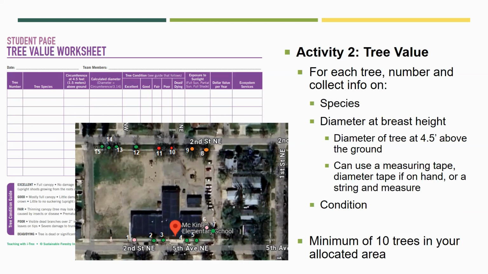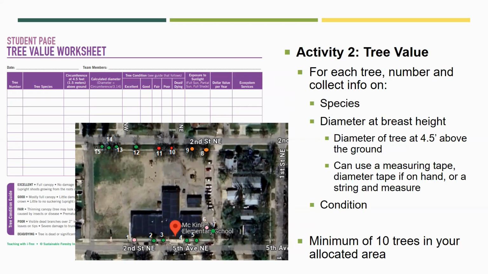competition. So each of you is going to be given a tree value worksheet. You're going to identify a minimum of 10 trees in your allocated area. For each tree, you're going to assign a number and then collect information on that tree's species, the diameter at breast height, the circumference at 4.5 feet above the ground. We call 4.5 feet above the ground DBH, or diameter at breast height. And this is, again, a measurement that foresters use to make our measurements consistent across the board.